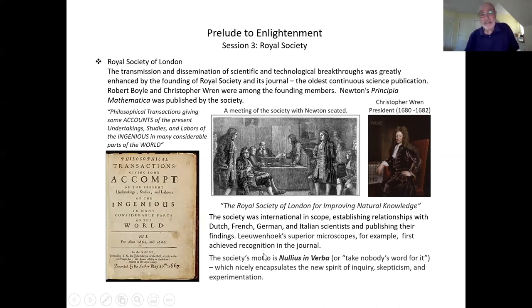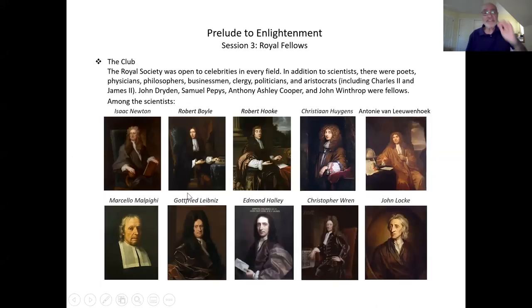The society's motto is interesting, nullius in verba, which is hard to translate, sort of nothing in words, or somebody suggested on the internet that you could best translate it as take nobody's word for it, nicely encapsulates this new spirit of inquiry, skepticism, experimentation. So the club. The Royal Society was open to celebrities in every field.